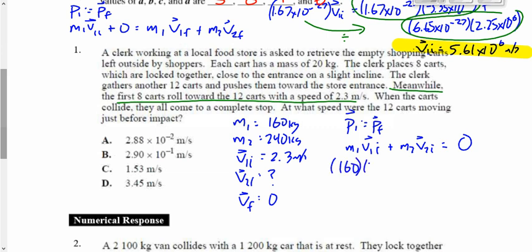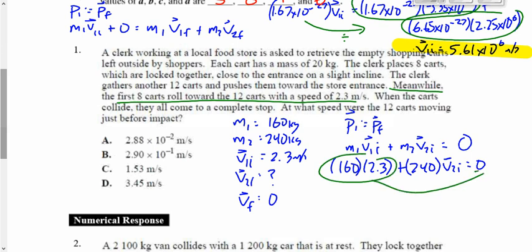Okay, M1 is 160. V1I is 2.3 plus 240 times V2I equals 0. So let's take this over to the other side by subtracting, and then divide it by 240. Then we should get V2I equal to 1.53 meters per second. It actually should be negative, shouldn't it?